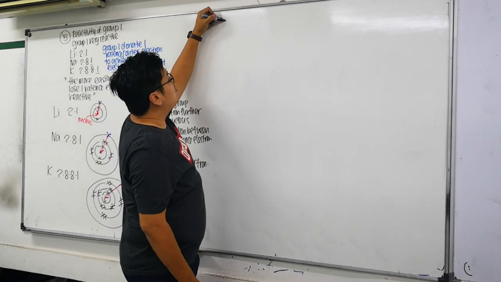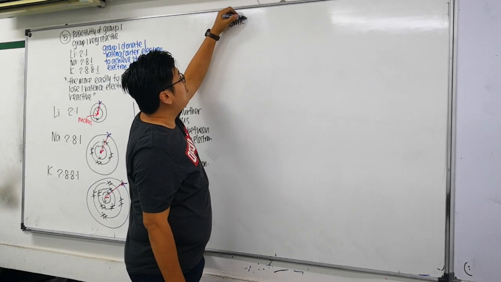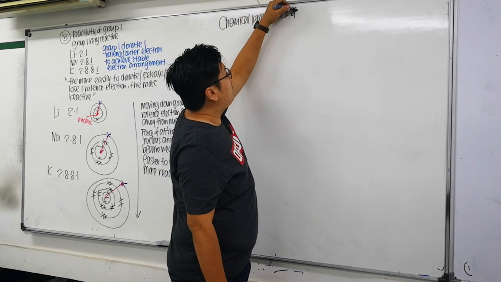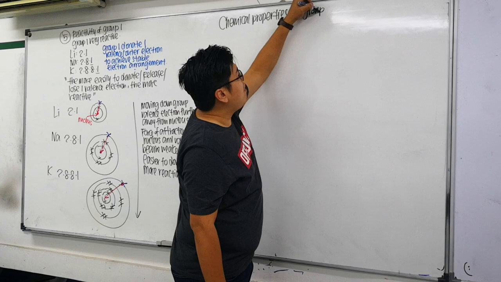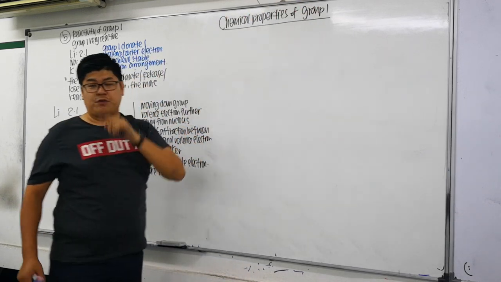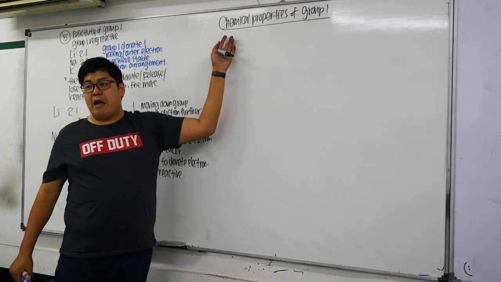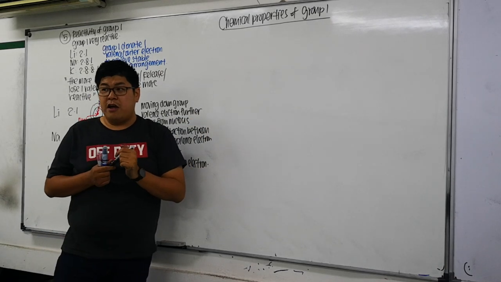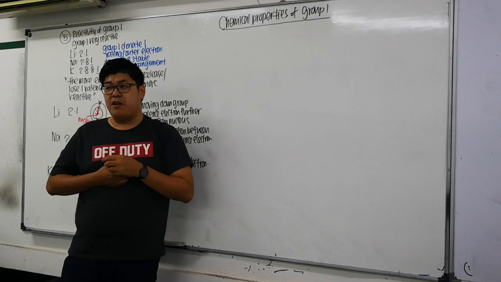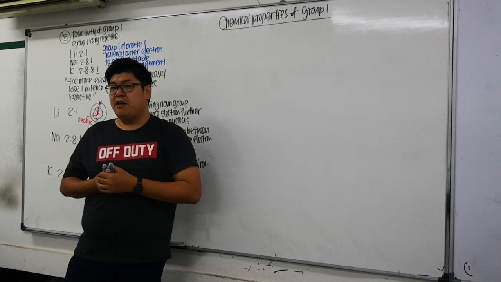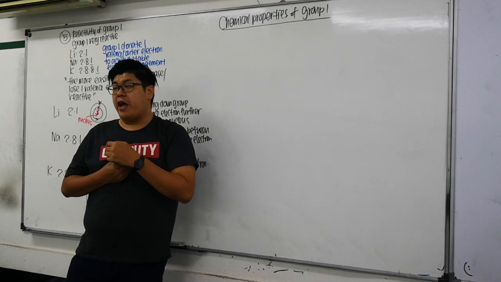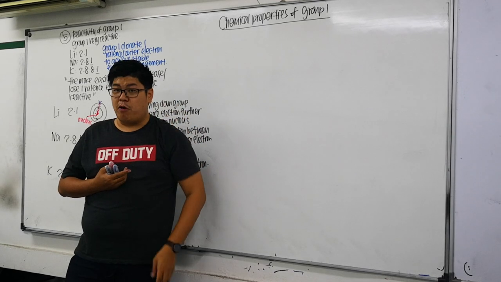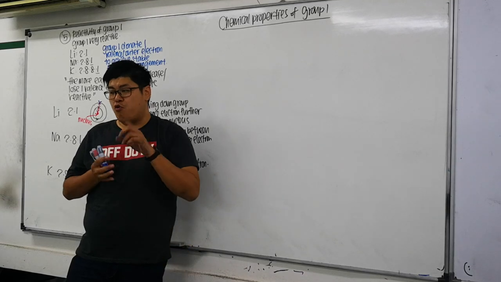So today I'll teach you something called chemical properties. Chemical properties of group 1. What are chemical properties? Guys, chemical properties are all about reactions. Okay? I can burn in oxygen to produce a new substance. That is my chemical property, okay? I can react with acid to form water. That is a chemical property. So chemical properties are all about reactions.